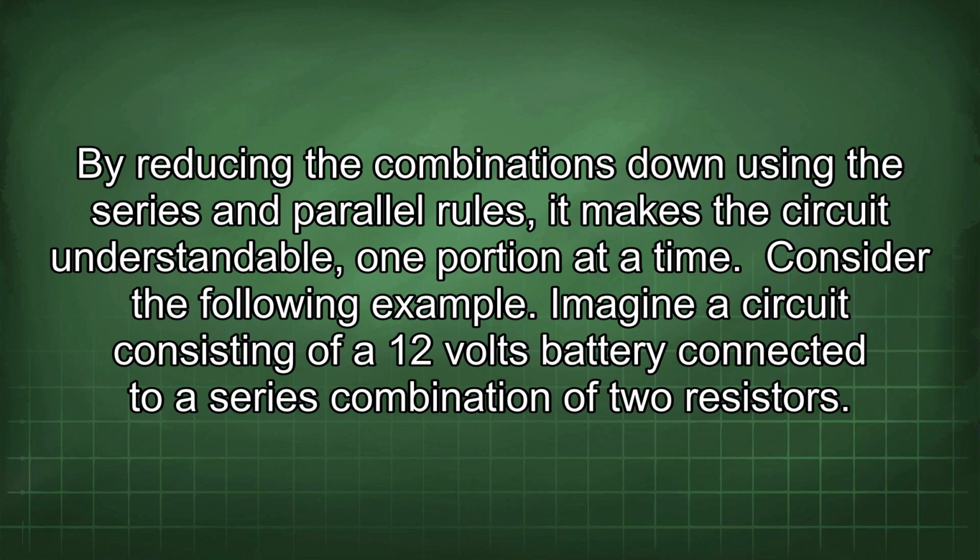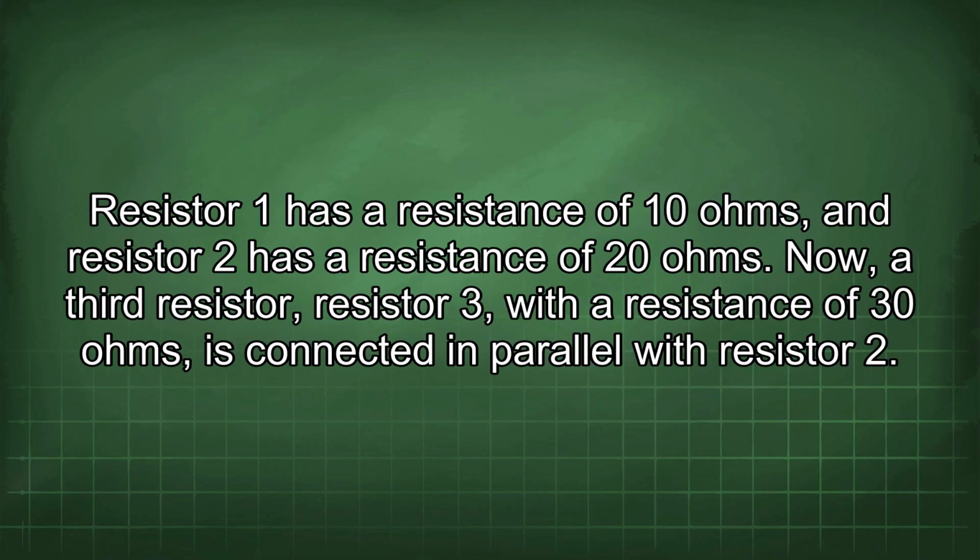Imagine a circuit consisting of a 12 volt battery connected to a series combination of two resistors. Resistor 1 has a resistance of 10 ohms, and resistor 2 has a resistance of 20 ohms. Now a third resistor, resistor 3, with a resistance of 30 ohms, is connected in parallel with resistor 2.